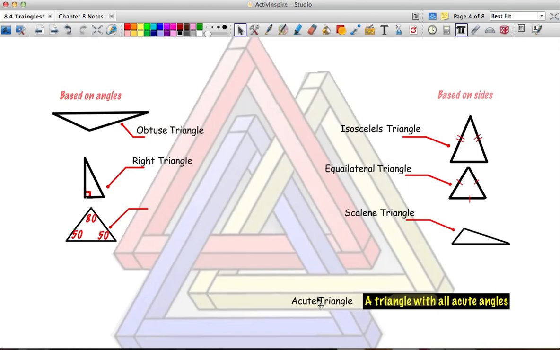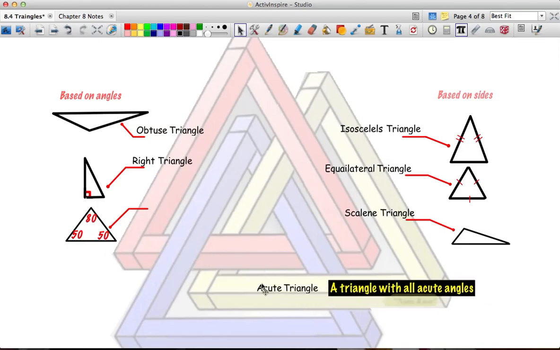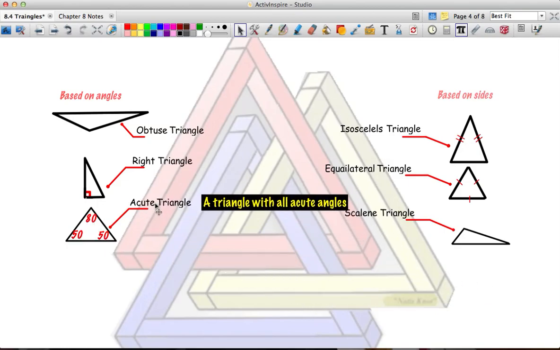And an acute triangle is a triangle with all acute angles. 50, 50, and 80 tells us that this triangle is an acute triangle. And I'd take a second to pause here and go to your notes and make sure to copy this down into your notes. You can start and we will pick up where we left off on the next page.